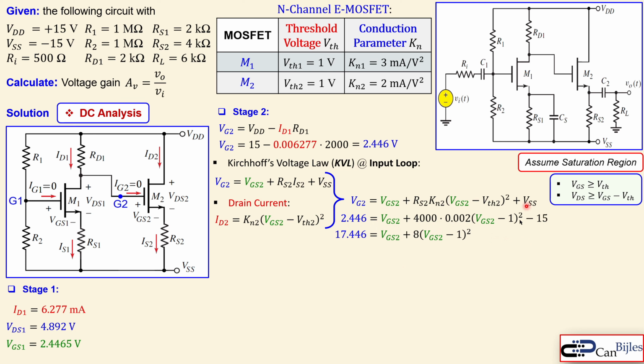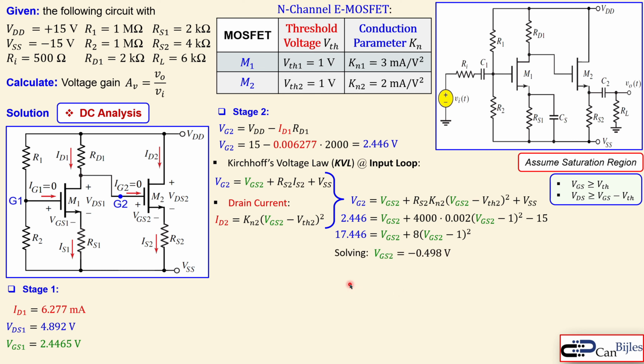When you bring this minus 15 to the left side, you get 17.446, and also 4000 times 0.002 will be 8. Now you will have this expression, and again you can solve this by hand or using the solver in your calculator or any other solver.